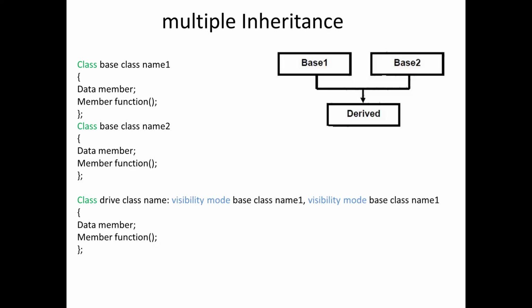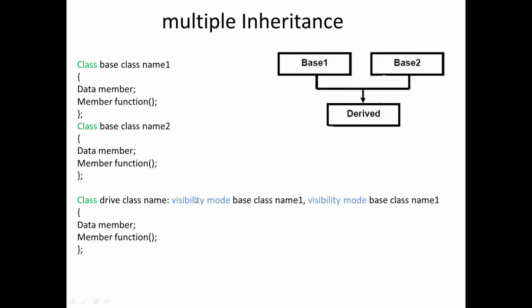So in the syntax, what we have seen is that we again use the keyword class, then the derived class name, then colon, then visibility mode. Then we pass the base class name 1, and we separate by comma because we want to inherit both classes. Then again visibility mode and the base class name 2. And again, this class also has its data member and member function. So this derived class basically inherits the properties of both base 1 and base 2.